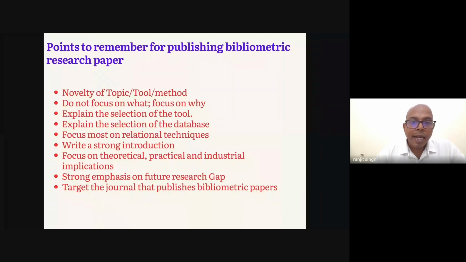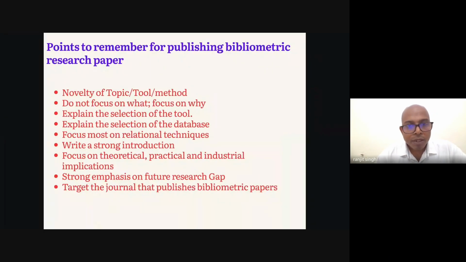And next is to explain the selection of the database. As I said, there are several databases: Web of Science, Scopus, and Google Scholar, though Google Scholar doesn't support the format of analysis. Dimensions is also there. So the main databases are Scopus and Web of Science. Scopus has its own advantages and Web of Science has its own advantages. Scopus has its own disadvantages, and Web of Science has its own disadvantages.